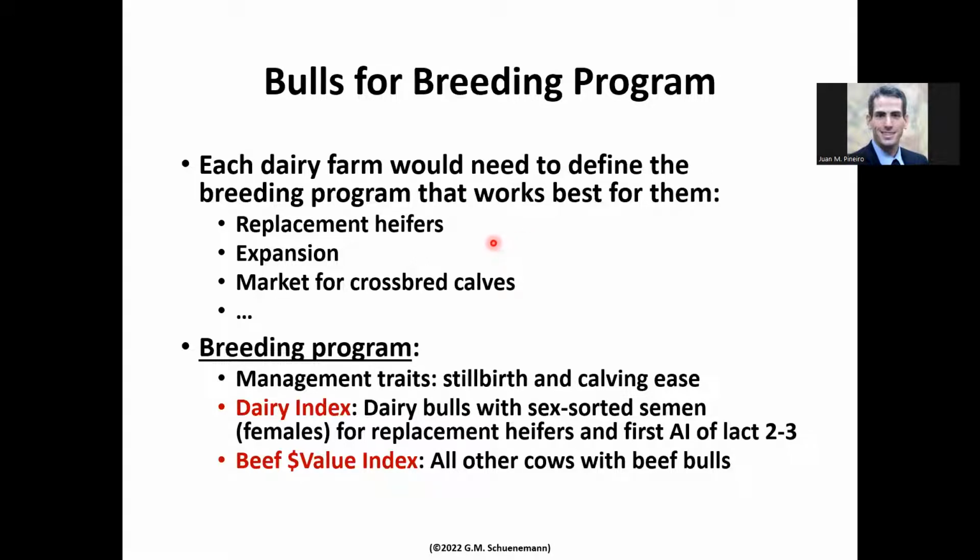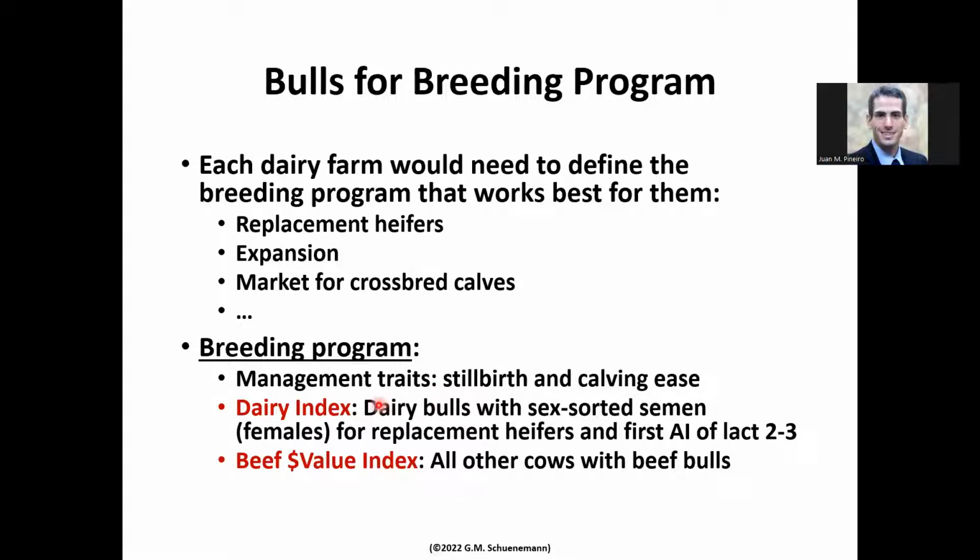And it's because of the need for replacement heifers. Not all farms have their own replacement heifers. Some buy heifers, and they buy pregnant heifers. But replacement heifers will determine whether or not they are in a process of expansion, and how many beef bulls they are using on the farm. And what is the market for crossbred calves? Then it comes to understanding the breeding itself.